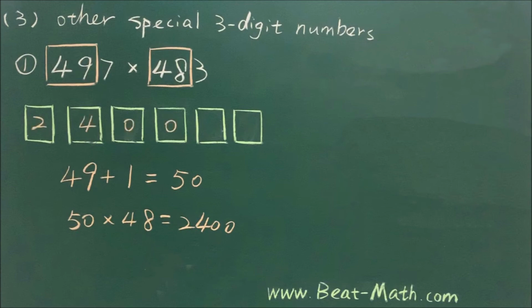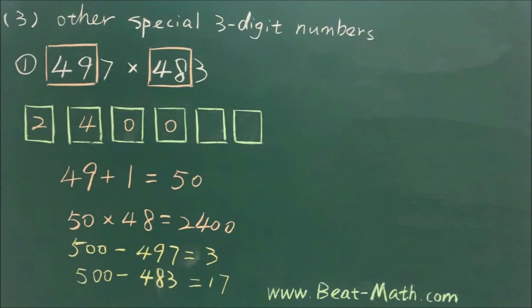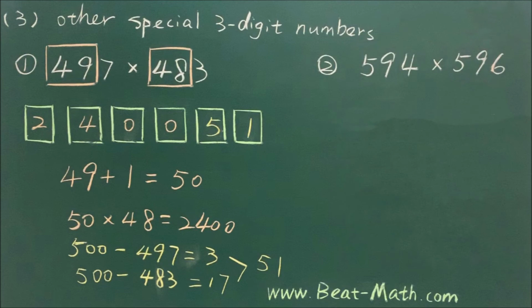The next step is 500 minus 497, which is 3. 500 minus 483 is 17. How much is 3 times 17? Right, it's 51. We put 51 after 2,400, and that's it. The answer is 240,051. Let's look at the final example.